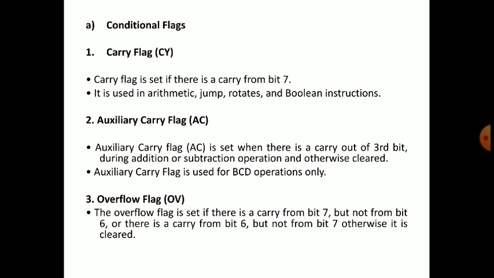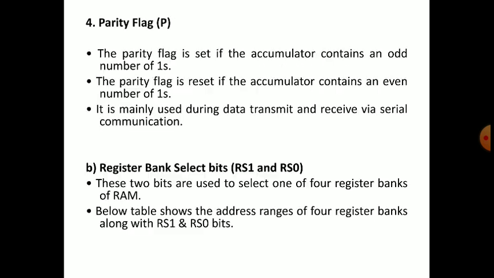See, the overflow condition will occur when there is a carry from bit 7 but not from bit 6, or if there is a carry from bit 6 and not from bit 7. Then it is clear. We can easily understand this condition when we write a program, and we can see it in the example also. Next is the parity flag.